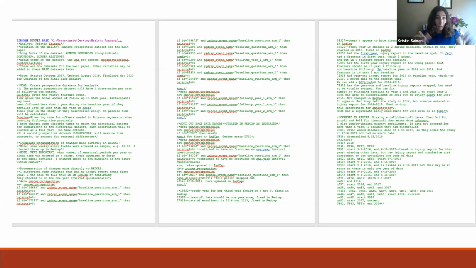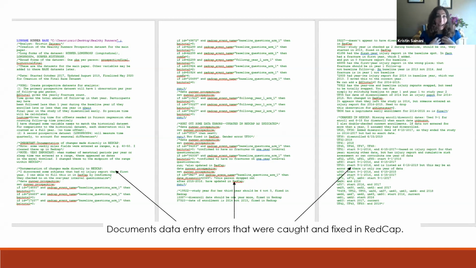And the first 3 pages of my code so far is just notes to myself. And these are a lot of notes like I actually went in and changed some data points in REDCap myself. And that's because there were some errors where it was very obvious what the error was. But I didn't want to make a change to the data in REDCap without documenting that. So I documented all that.